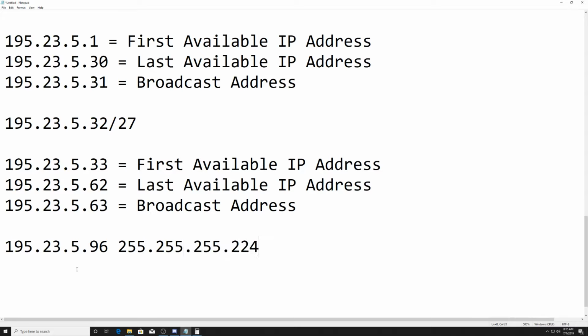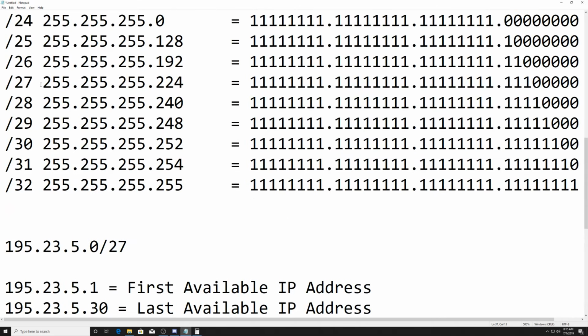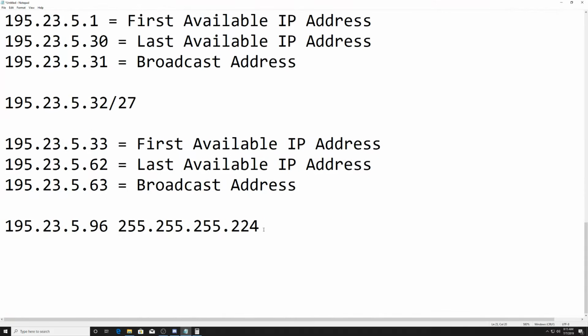And trust me, 255.255.255.224 is the exact same thing as saying the /27. As you can see right here, /27, 255.255.255.224. So 195.23.5.97. And matter of fact, if you do the math, what is 96 plus 32?